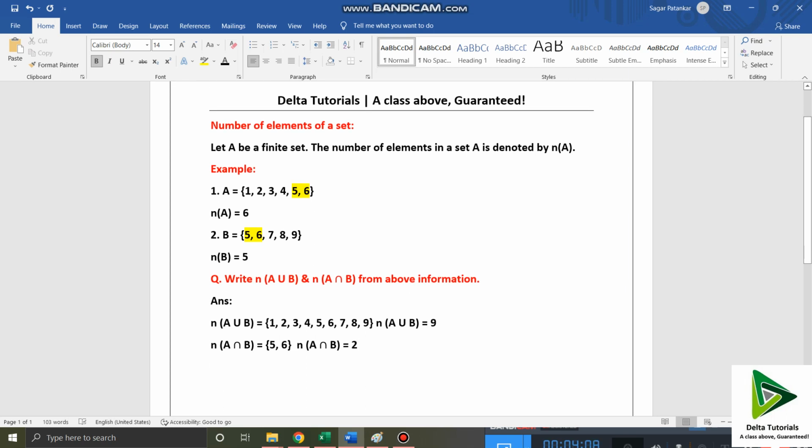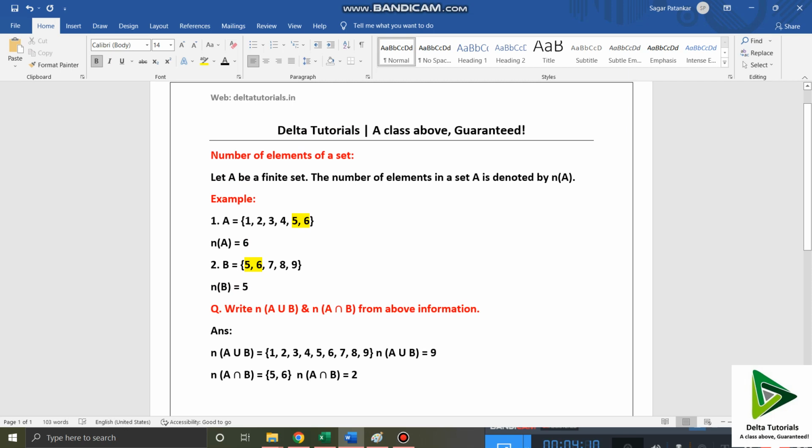So this is the way by which we can represent the number of elements present in a set. I hope you have understood this video.